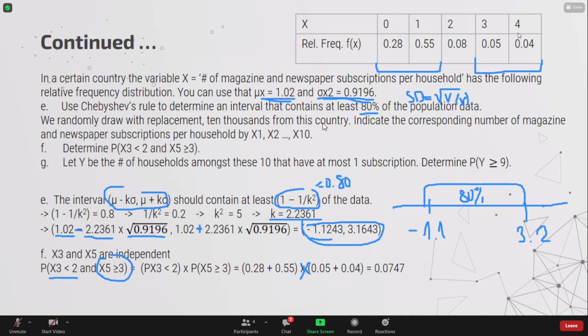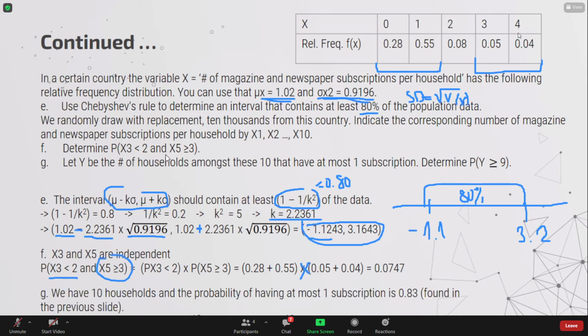So the number of our households that we are interested in, the probability of having 9 at least households that have at most one subscription. What we should do in that situation? We basically have to find all numbers, all probabilities that are either equal to 9 or equal to 10, because we have just 10 households. That's the maximum.